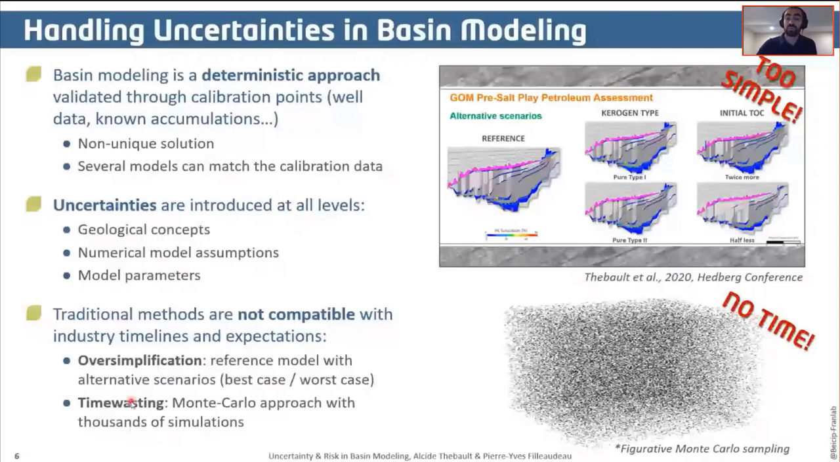And there is another approach, on the other end of the spectrum, which tends to be a bit time wasting, which is the Monte Carlo approach with thousands of simulations, illustrated here in a figurative way, which is performing 1,000, 10,000 simulations in order to really test everything. But when you do that, you need days, sometimes months to run everything. And usually we don't have time to do that.